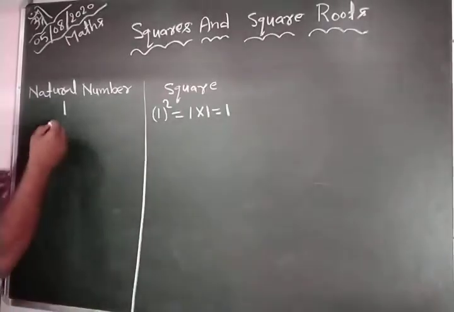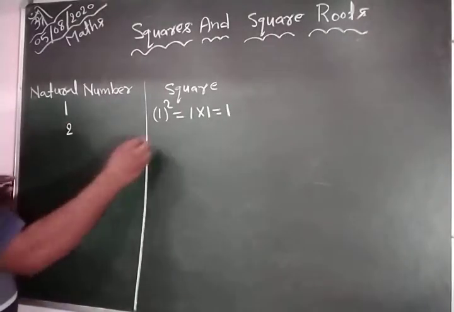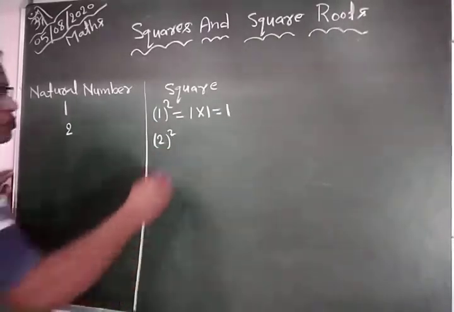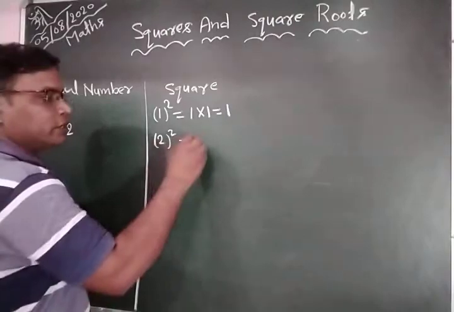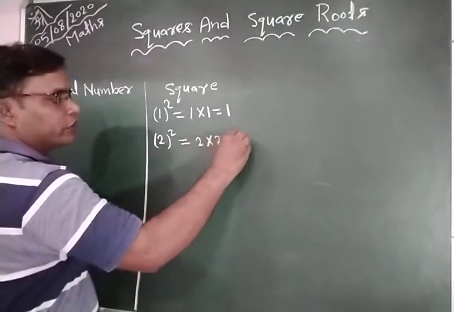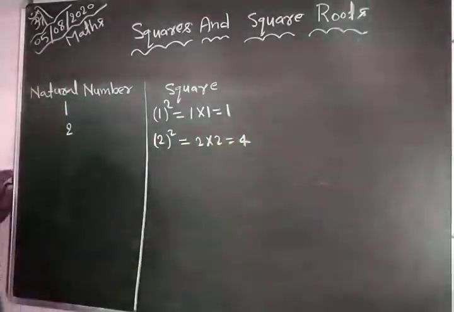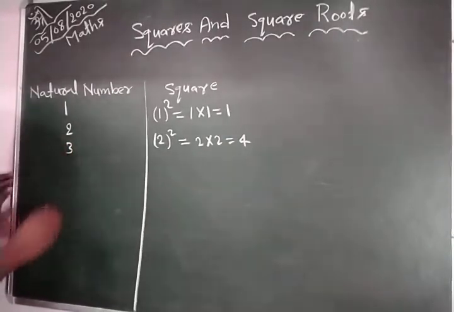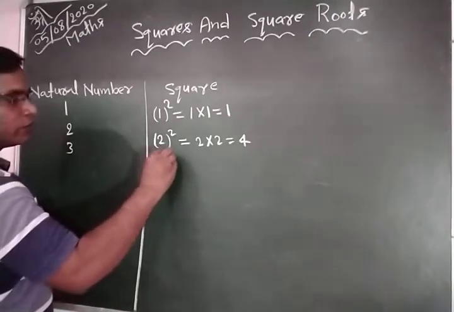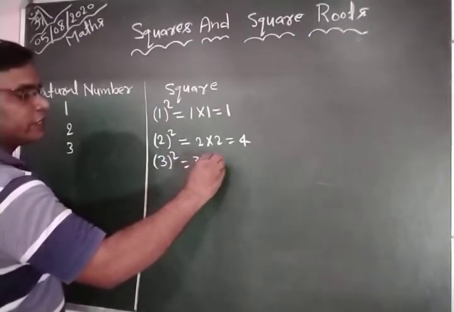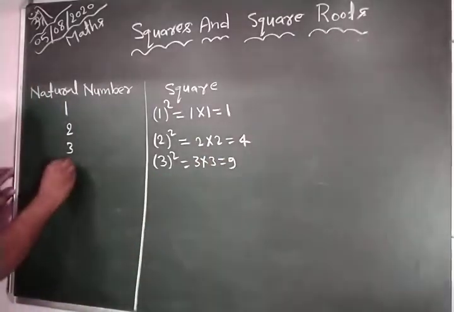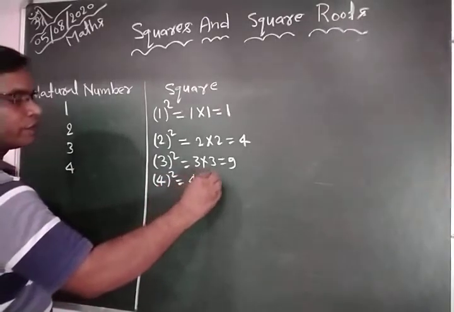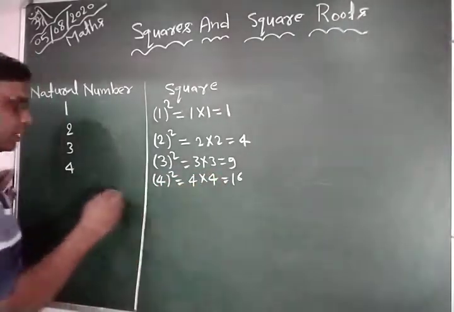Now the next natural number is 2. The square of 2 is 2 into 2, which is equal to 4. Next is 3. The square of 3 is equal to 3 into 3, which is 9. The square of 4 is equal to 4 into 4, which is 16.